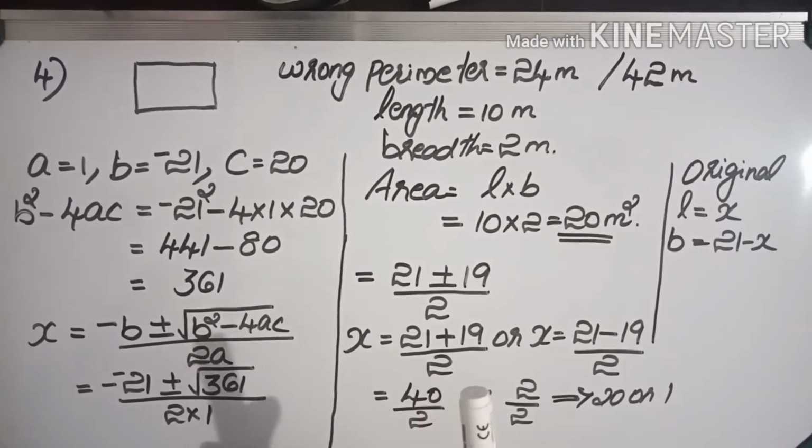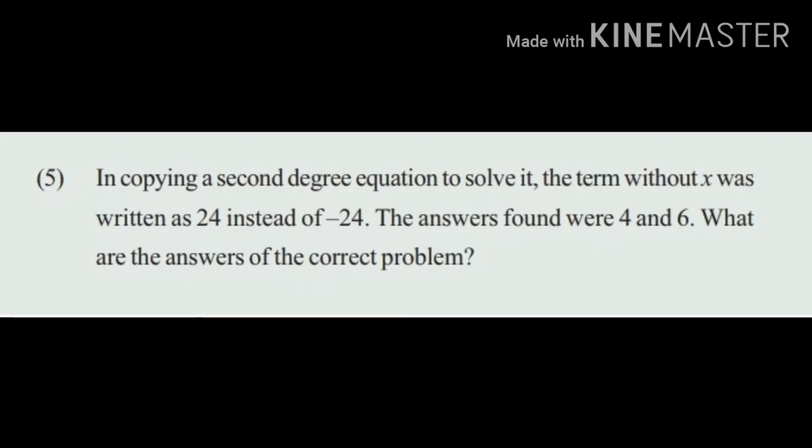Okay. Question number 5. In copying a second degree equation to solve it, the term without x was written as 24 instead of minus 24. The answers found were 4 and 6. What are the answers of the correct problem?